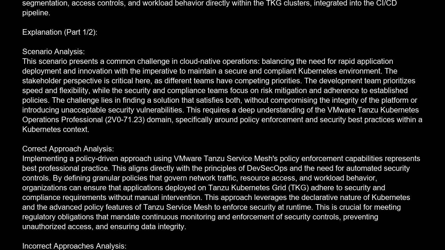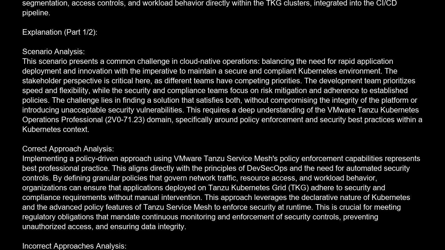This approach leverages the declarative nature of Kubernetes and the advanced policy features of Tanzu Service Mesh to enforce security at runtime. This is crucial for meeting regulatory obligations that mandate continuous monitoring and enforcement of security controls, preventing unauthorized access, and ensuring data integrity.